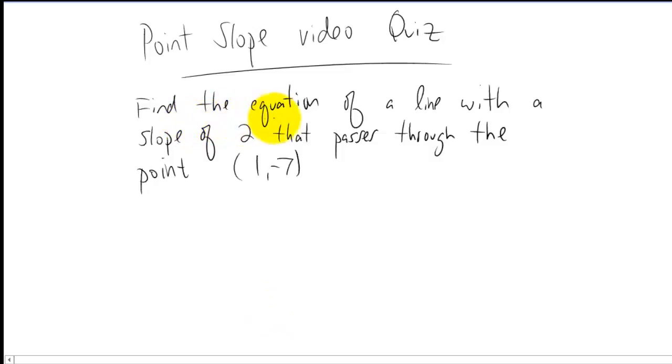So let's do it. Find the equation of a line with the slope of 2 that passes through the point 1, -7. Alright, good luck.